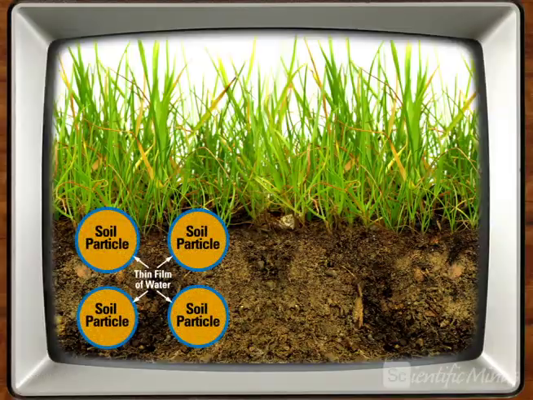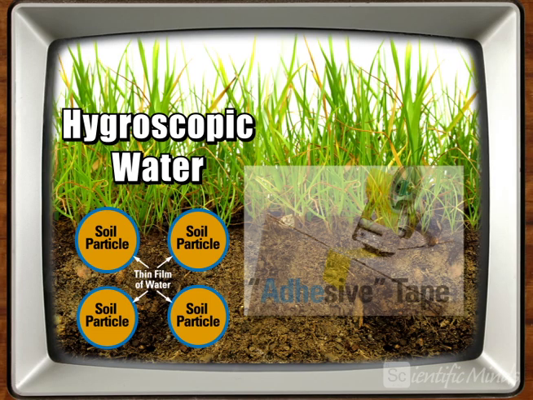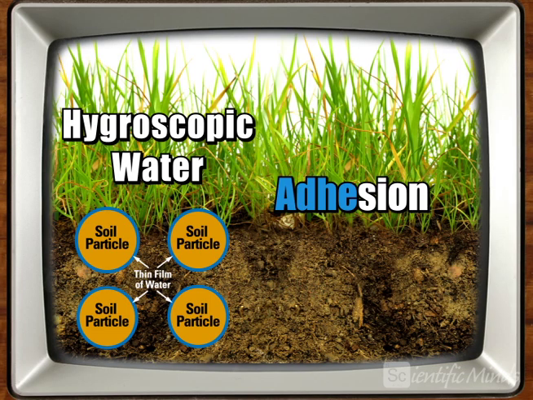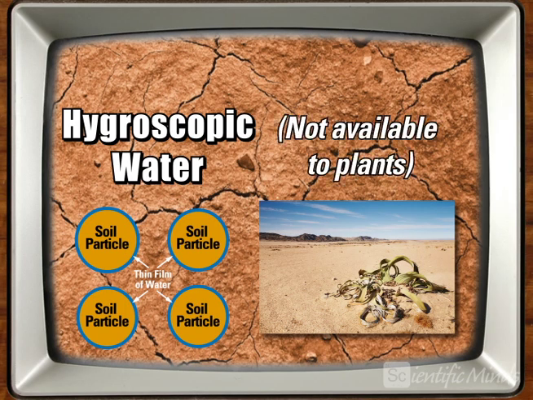Water that forms a thin film around individual soil particles is called hygroscopic water. Think about a piece of adhesive tape on a box. It's called adhesive tape because it sticks to things. Hygroscopic water sticks like tape to a soil particle because of extremely powerful adhesive forces. Adhesion is the force of attraction between water and solid surfaces. Because the adhesive force between the soil particle and the water is so strong, plant roots cannot absorb hygroscopic water. Hygroscopic water is found even in extremely dry soil, but is not available to the plant.